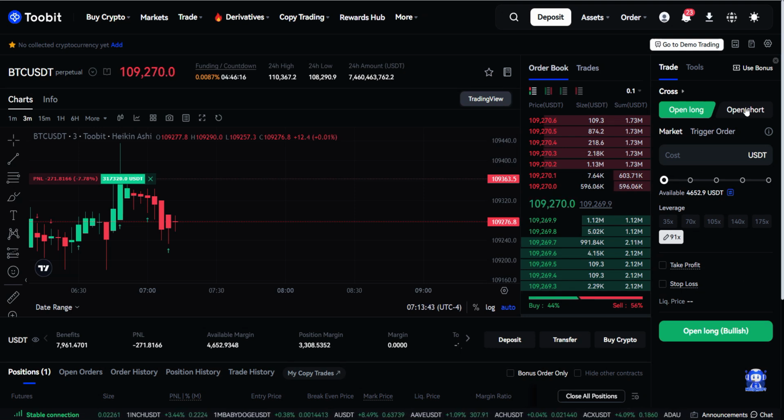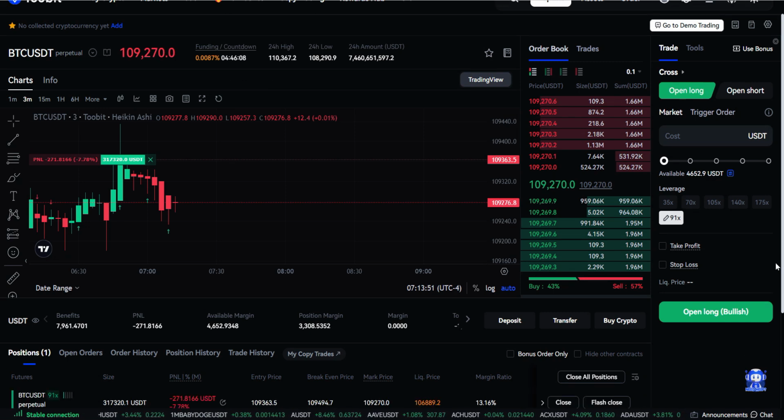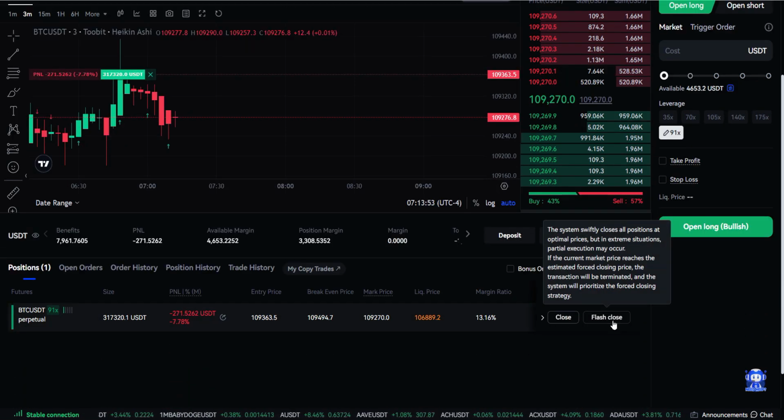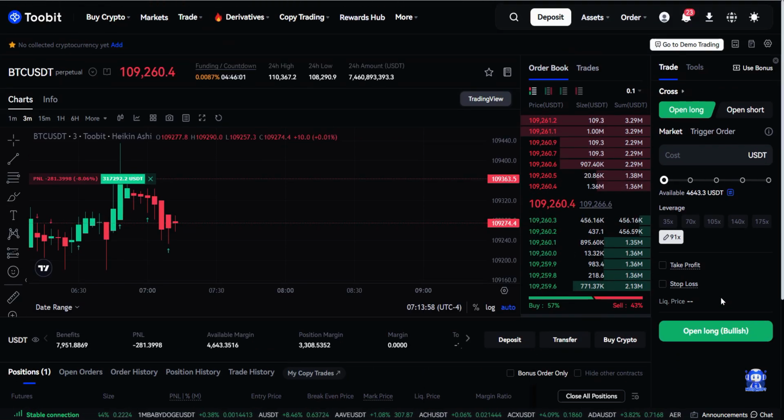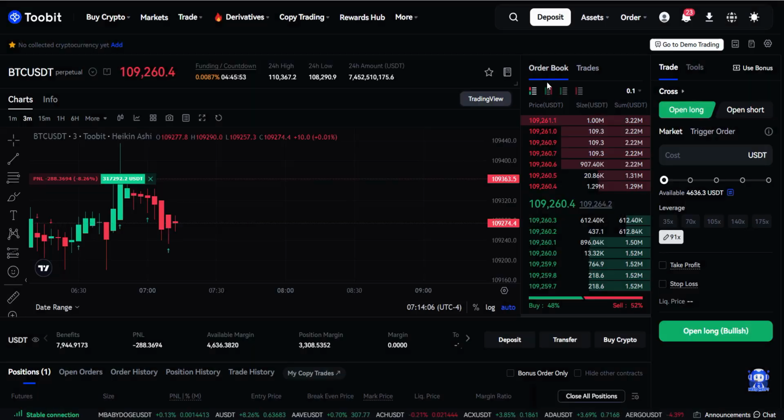Now, if you want a short, I do this one and hit open short. If you want a long, I hit open long, okay? Very simple. And I close here, flash close. You could see as morning pump comes, I will turn green. Now, up here, all your languages are right here, I believe. Let's see. Yep, there's all your different languages.